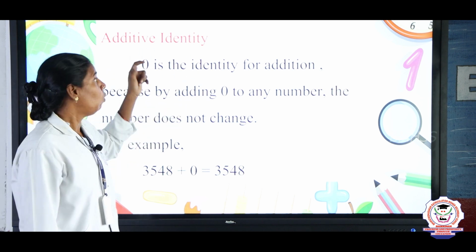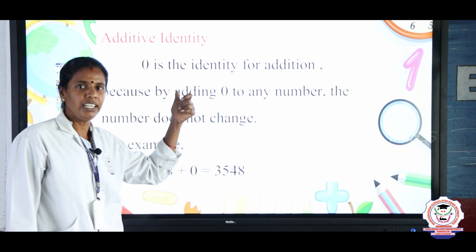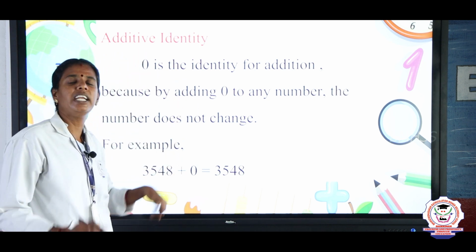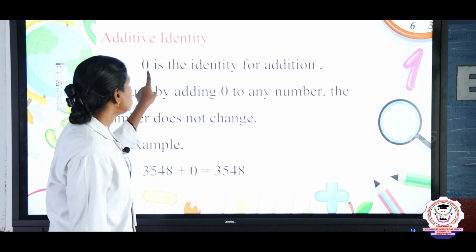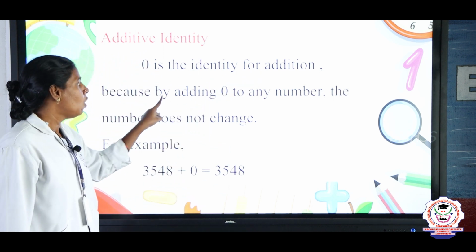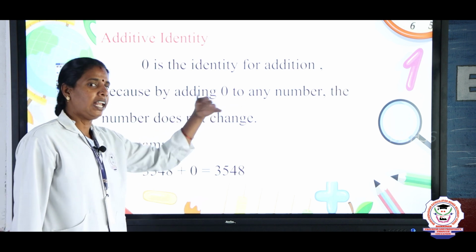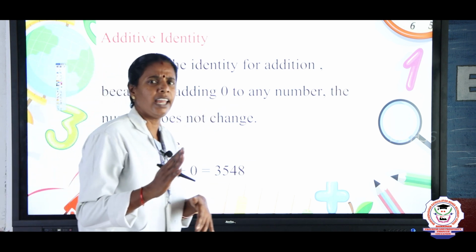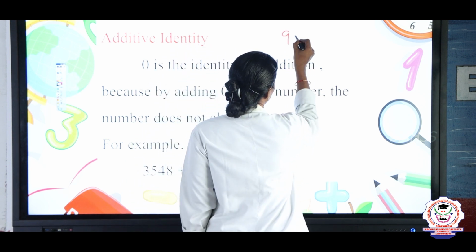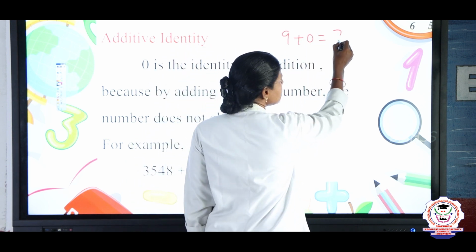additive identity. What is additive identity? Identity, with respect to addition, is 0. So additive identity is 0. 0 is the identity for addition, because whenever you add any number with 0, what will be the answer? See, for example, 9 plus 0. What will be the answer?